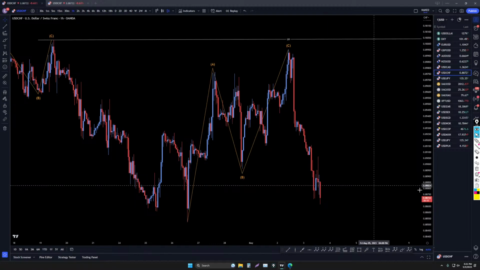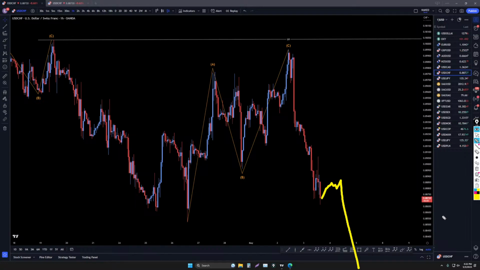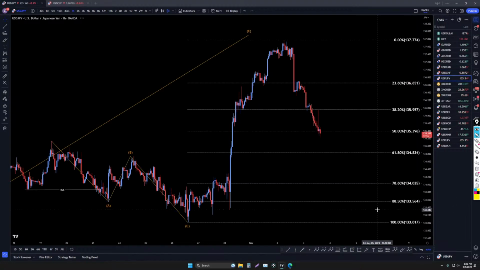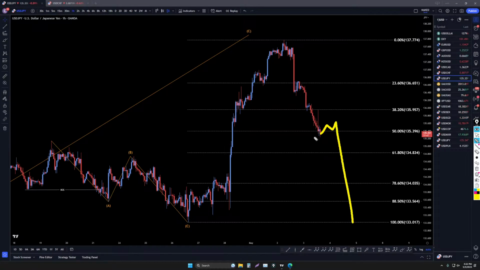US dollar Swiss has already been going down very strong, mostly because of the Swiss. Hopefully it does pull back over the next couple hours, because that will give us a much clearer entry to go short for the continuation of the downtrend. US dollar yen is also going down, partly because of the yen.